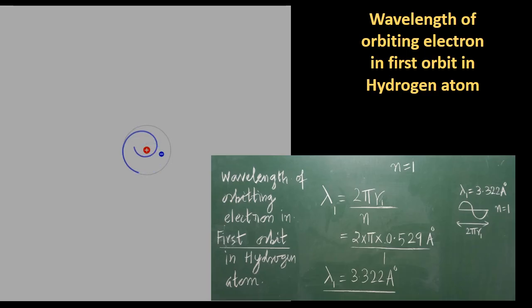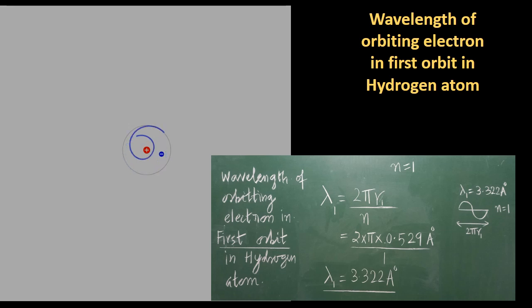Here we are going to discuss the standing wave pattern of the de Broglie wavelength of orbiting electrons. According to quantum mechanics, particles like electrons have a dual nature. So in this presentation we are going to see the standing wave pattern of the de Broglie wavelength associated with orbiting electrons in a stable orbit.